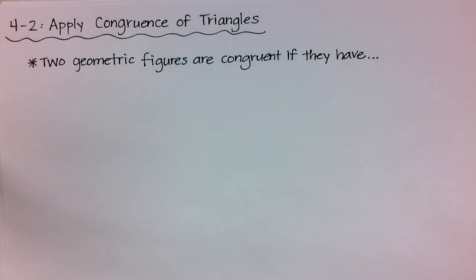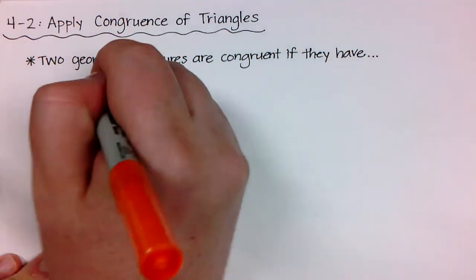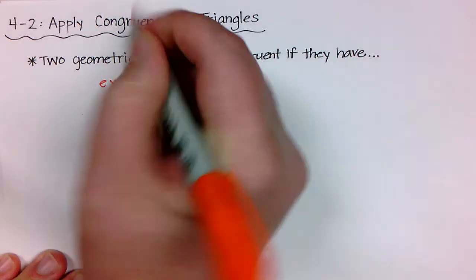Hello class, this is lesson 4-2 in your textbook titled How to Apply Congruence of Triangles. And let's just talk about what congruent triangles look like. They are two geometric figures that are congruent if they have exactly the same size and shape.